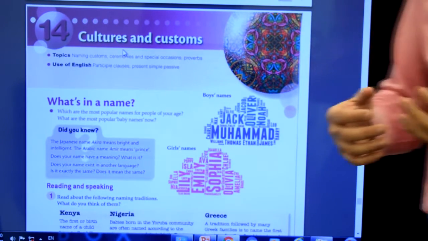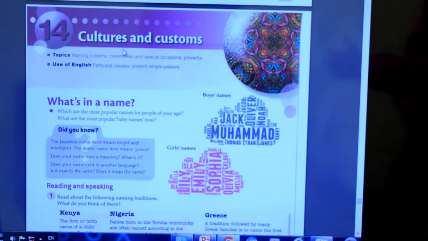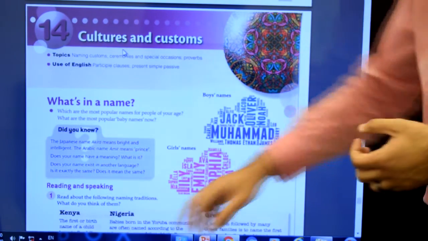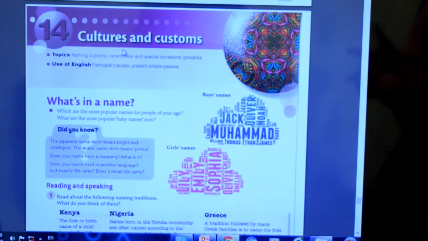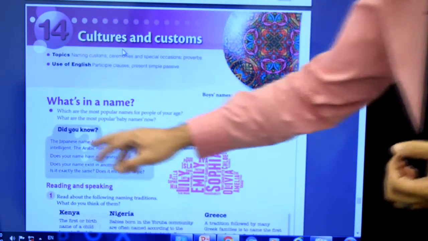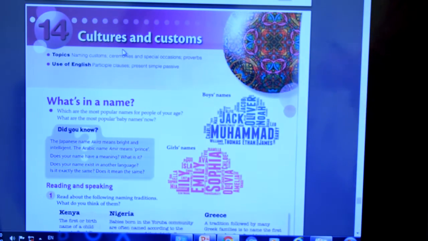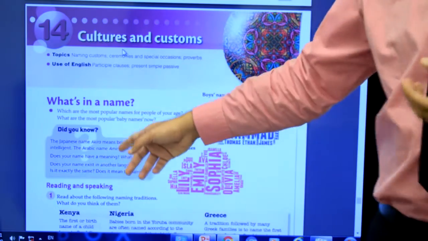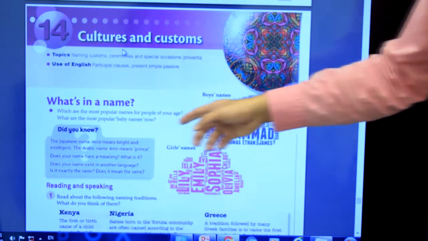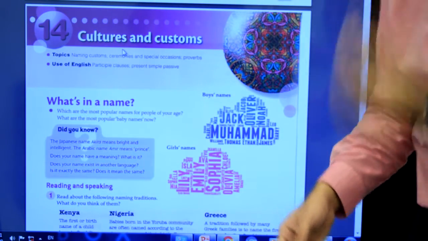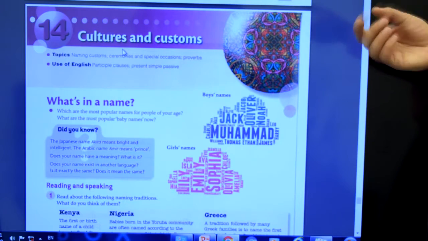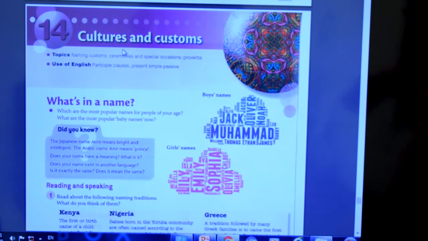Names, as I told you, have significance, especially in their meanings. In this piece of information, you talk about a Japanese name, Akira, which means bright and intelligent. And if we take Amir, as given here in the notice, it means prince in English. So each name has a significance and a meaning.